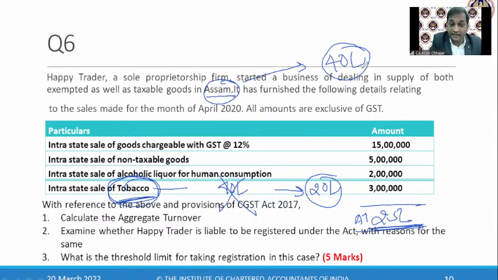Normally, you are correct that the limit for Assam is 40 lakh, but because he is making the supply of tobacco, the limit of 40 lakh would not be applicable. The normal limit would be there. He has to take registration.